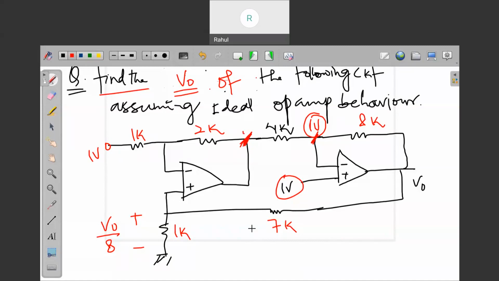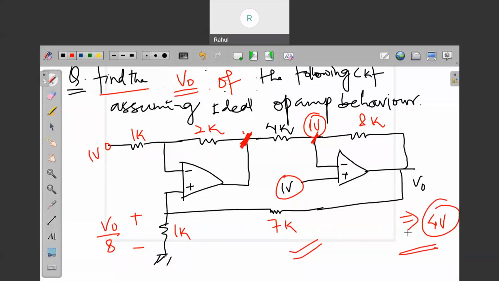So I hope this is clear. At this point, this is VA, I mean V naught by 8, and you can apply superposition here. I'm just giving you the answer, so you can solve this question. The answer will be 4 volt. Please try this question, because I've told you everything.